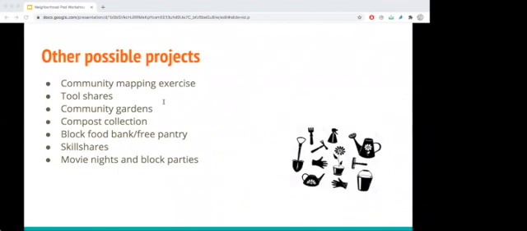And then movie nights and block parties. Ian, actually, I think I'll let you take that one since you have some experience with that.